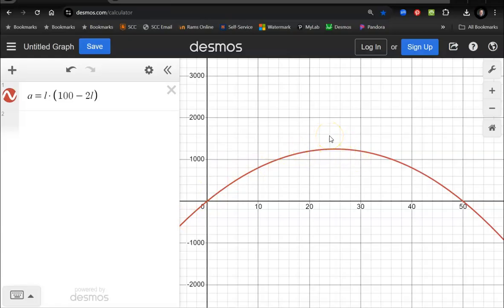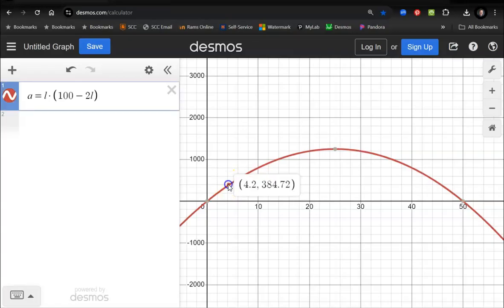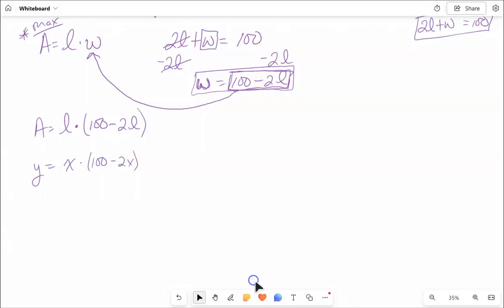So in this situation, we have a graph where the x-axis is my L and my y-axis is my area. So if I trace along here, this point here would refer to an L value, or a length, of 4.1 and an area of 376. Well, I want to know the maximum area. So we're going to go up to the maximum point here, and if I click on it, it's telling me that that maximum point is occurring at (25, 1250). All right, so let's bring this back to our equation.